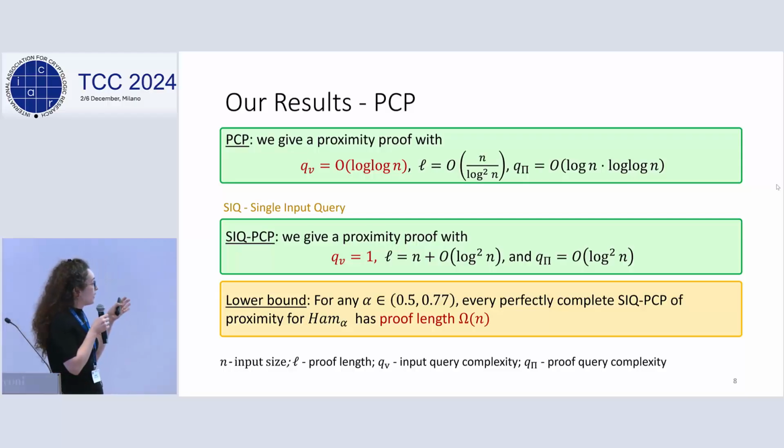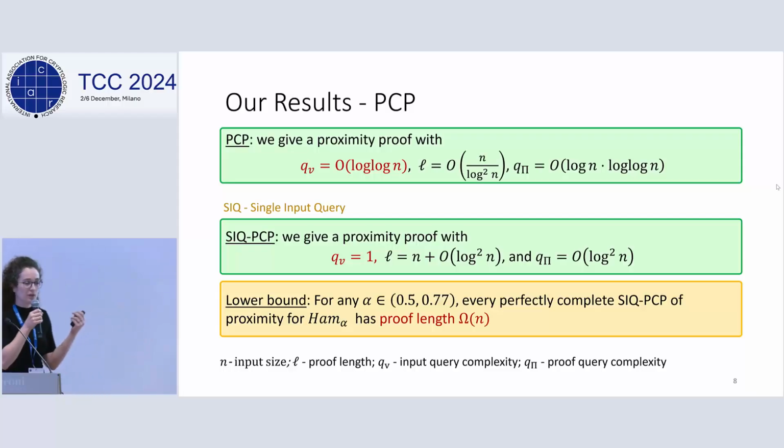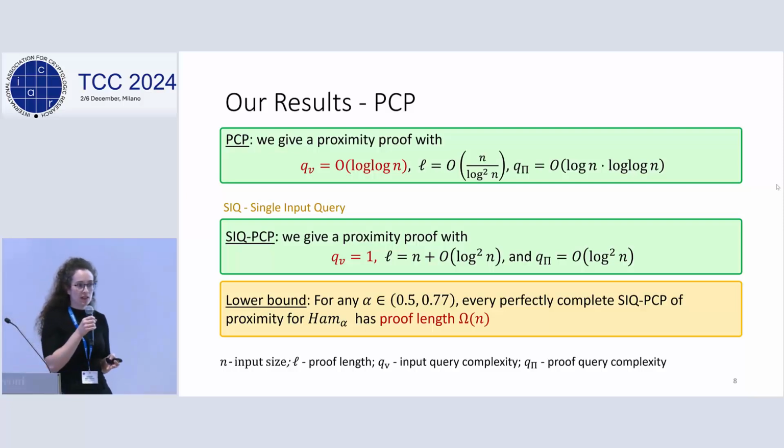So if we want to optimize the proof length, we must have proof size that is proportional to the input size. Now we're going to see the power of interaction. So up until here, we saw an MA model and PCP model, which are non-interactive. Now we're going to move on to the IOP.